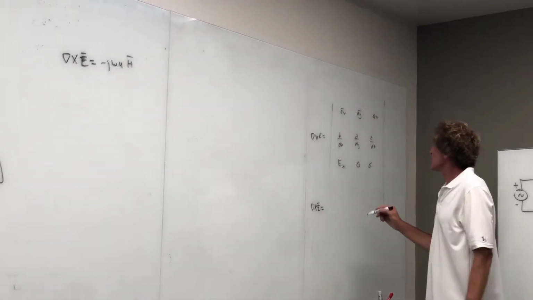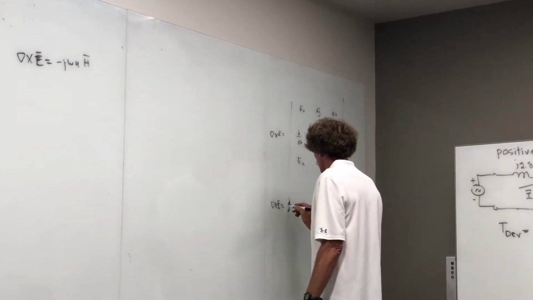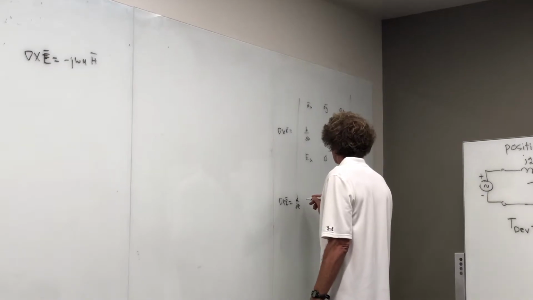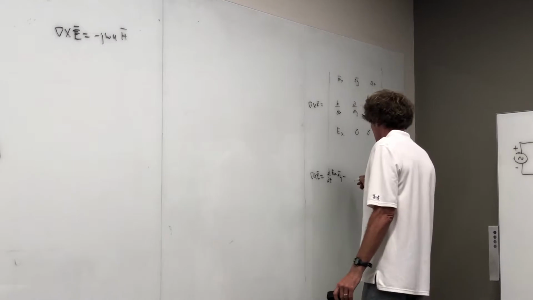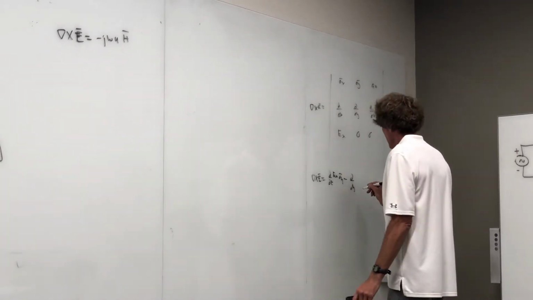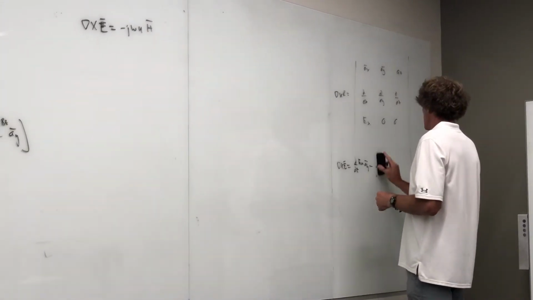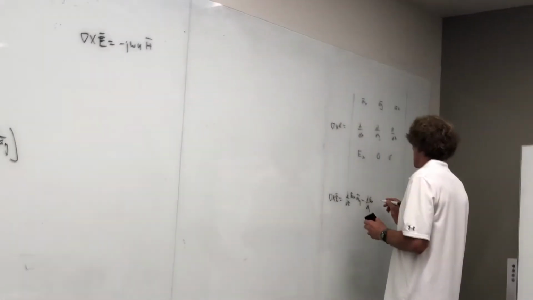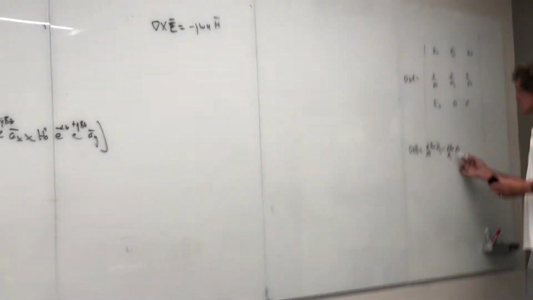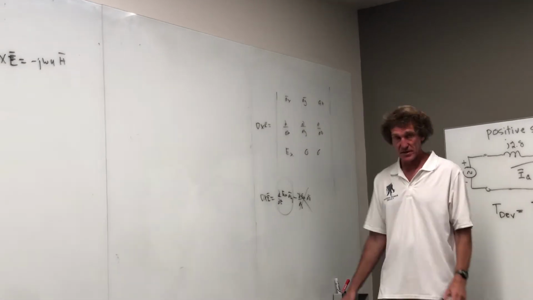Curl of E would be ay d/dz of Ex, minus d/dy of Ex az. Since E does not vary with y, this goes away, and it's just the derivative of Ex with respect to z. Follow me on this?